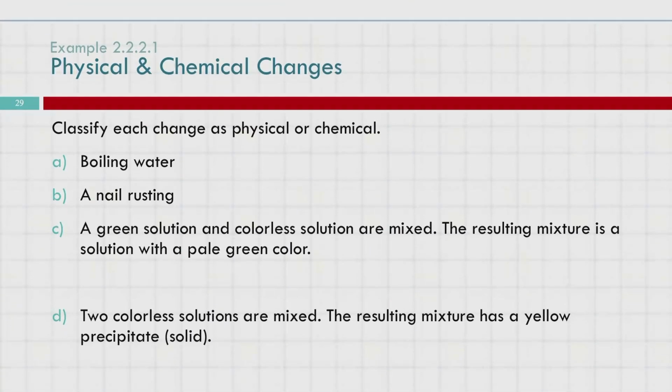All right, let's try to classify each of these as a physical or chemical change. We've got A, boiling water. Physical. Boiling water is a physical change. Why is it a physical change? Because you're not breaking down, you're not changing the chemical, you're just changing the state. Yeah, it's still water. It's just a phase change. B, a nail rusting, like one that you'd use for construction, not your fingernails. That's going to be a chemical change.